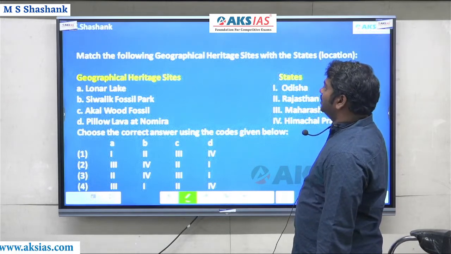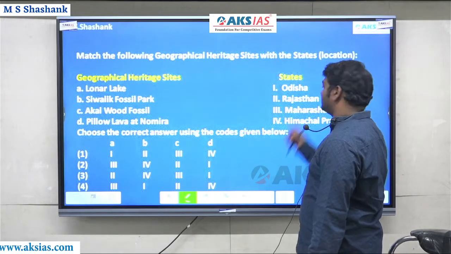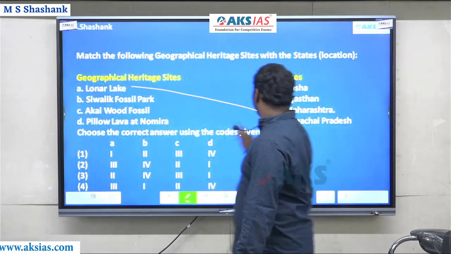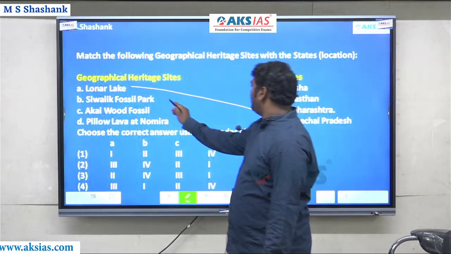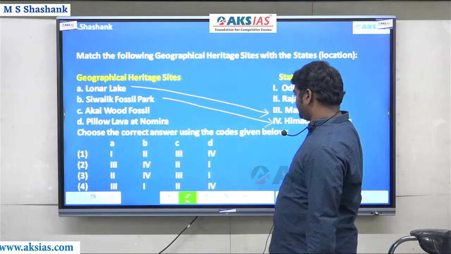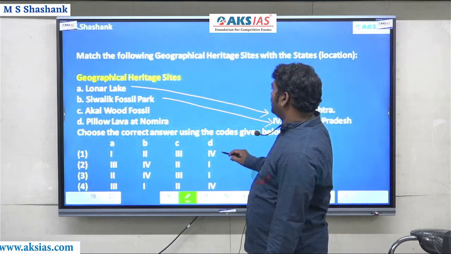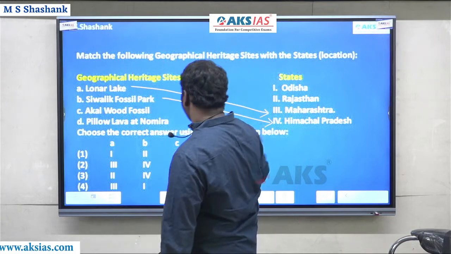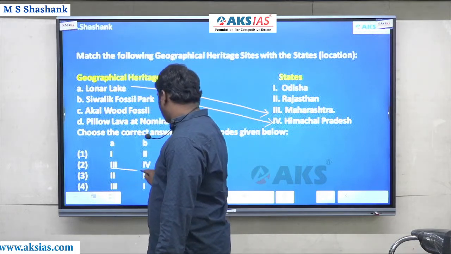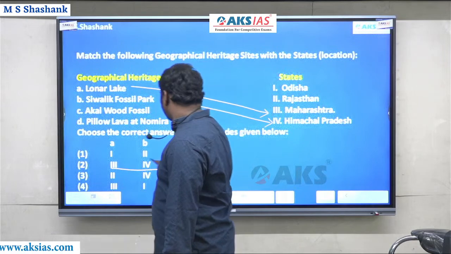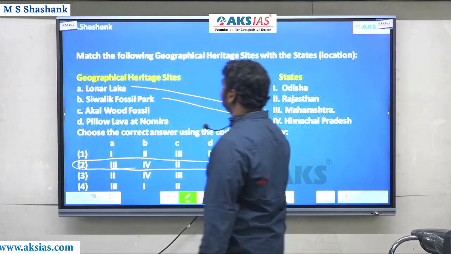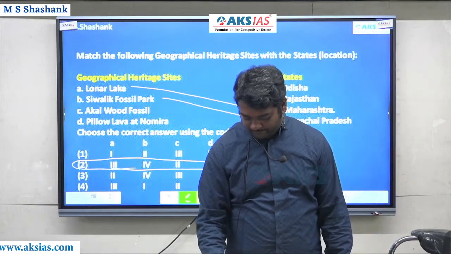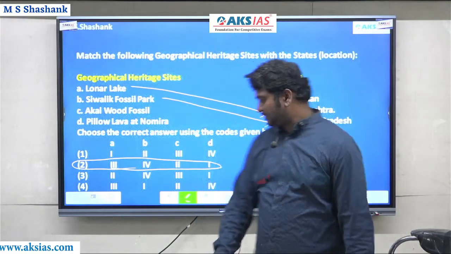Okay. Geographical heritage sites states. Lonar Lake is in Maharashtra. Shivalik is in Himachal Pradesh. So if I see A and B 3 and 4, A and B 3 and 4, so this is the option available. Akal wood fossil. Just a minute, guys. Yes.